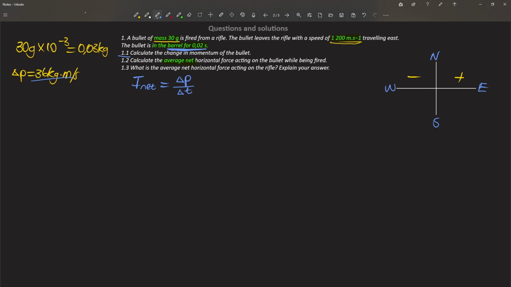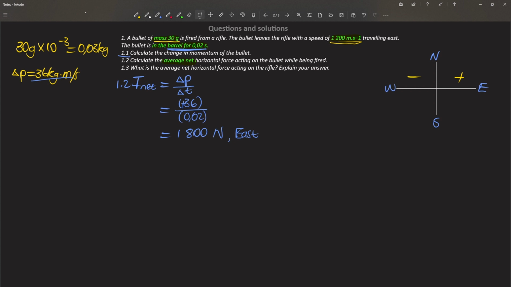This is a progressive question. Our average net force is equivalent to our change in momentum, which is just 36, over our change in time, which is 0.02. Oh, this 36 is positive. It's positive 36 divided by 0.02, and our net force is 1800 newtons east. 1800 newtons east. This is our 1.2.